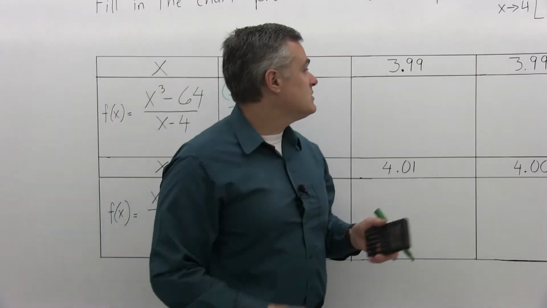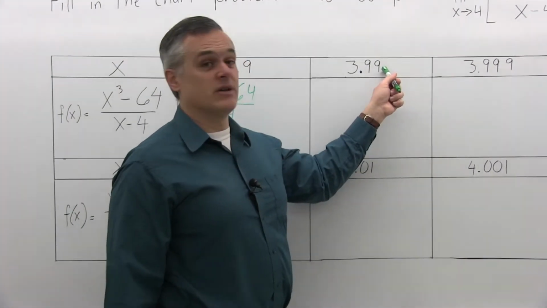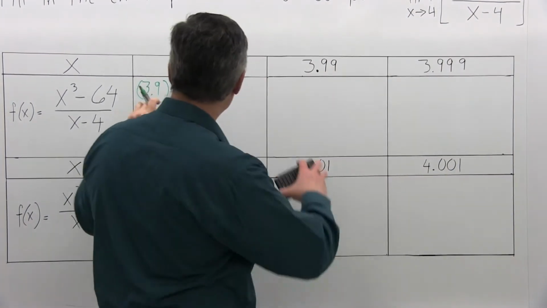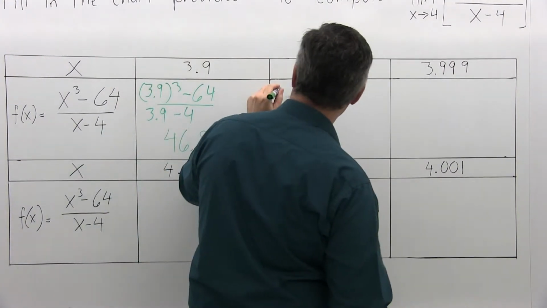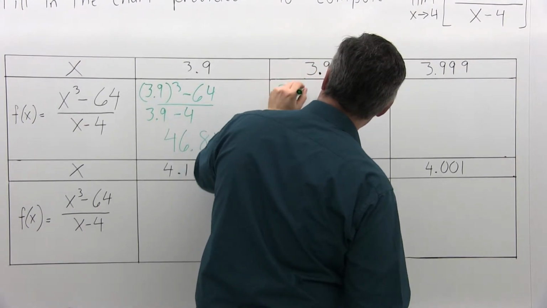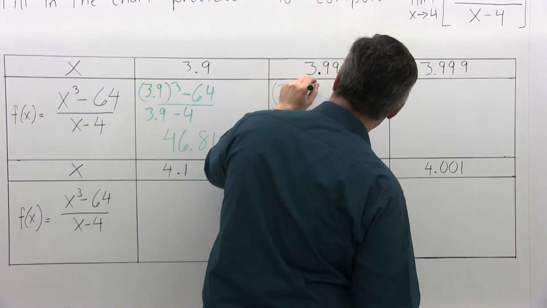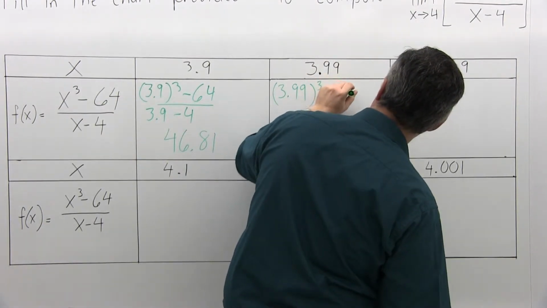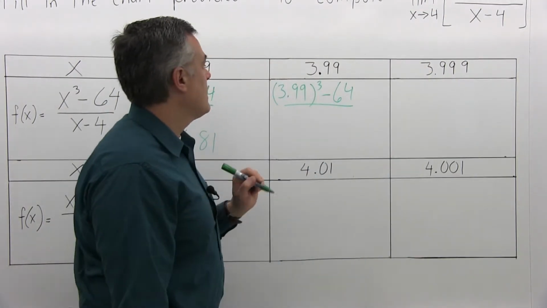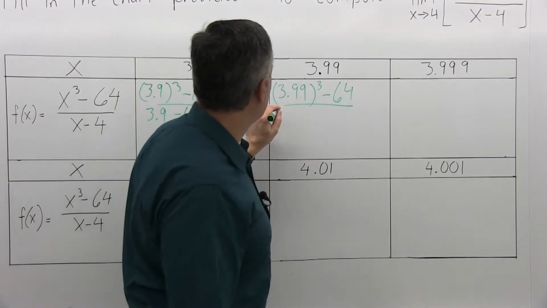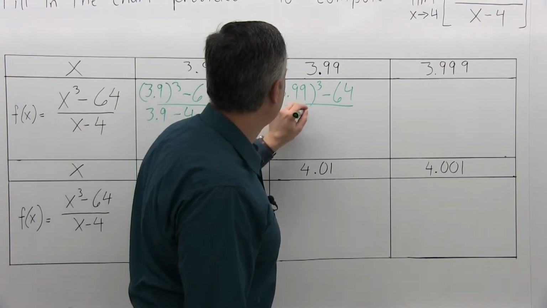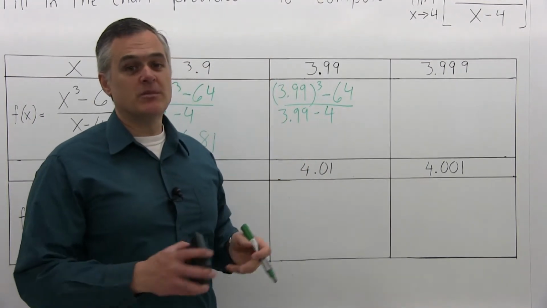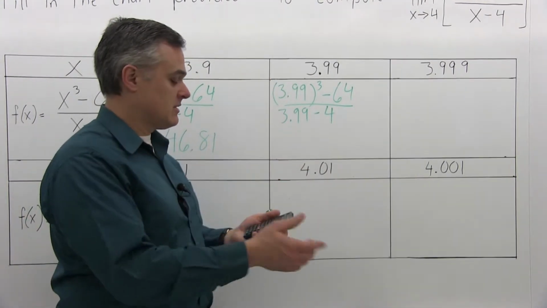So next, let's use an input value, or x value, that's even a little closer to 4, 3.99. So again, for this function, the top, the x cubed will be 3.99 cubed, or third power if you like, minus 64. And then the denominator, x minus 4, becomes 3.99 minus 4. And now again, we'll do the math. I'll do it out on the calculator and see what I get as an answer.